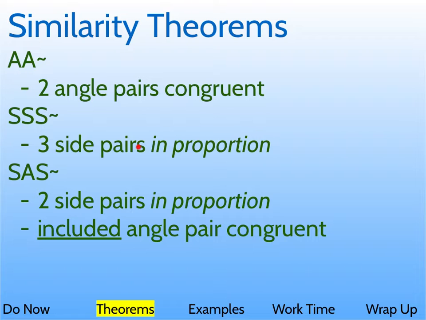And proportion just means you divide them all, like the same triangle over the same triangle, and you get the same number each time. And then finally, there's side-angle-side, where you have two pairs of sides in proportion, and you have the included angle, the one in between, congruent.